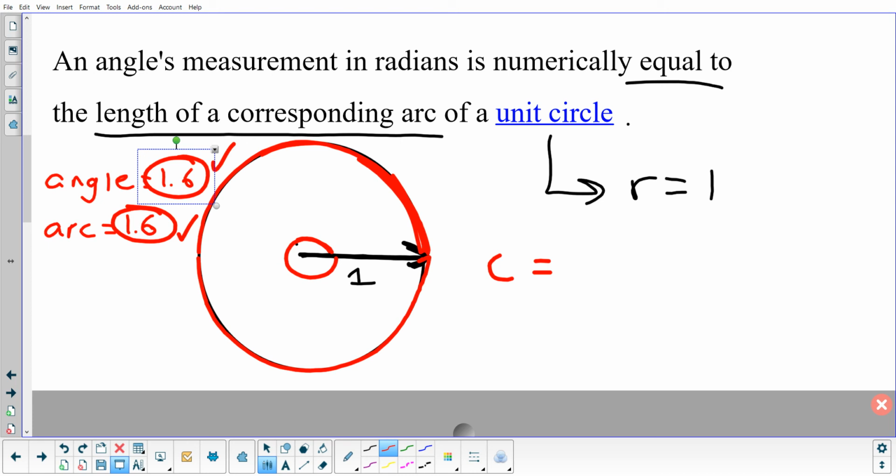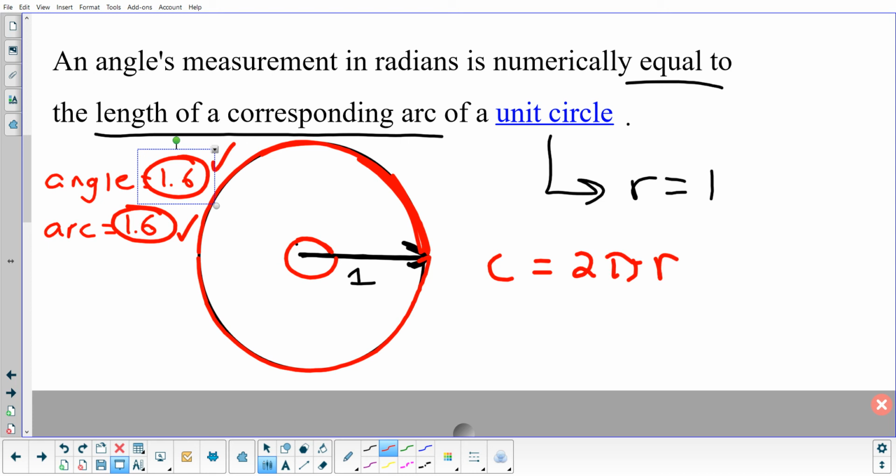Anyone else? Yep, go ahead, Tyler. 2 times pi times radius squared. So that's what Jason said. Pi r squared is the area of a circle. So when you square the radius, you get the area. You just want to use 2 pi r, no squared. That's your formula for the circumference.